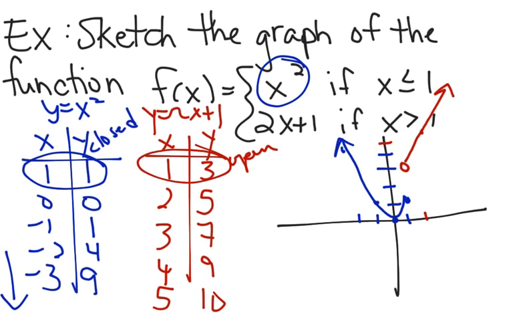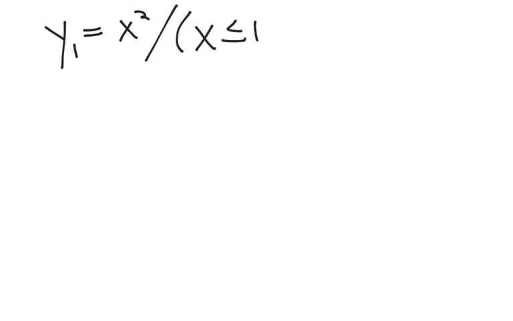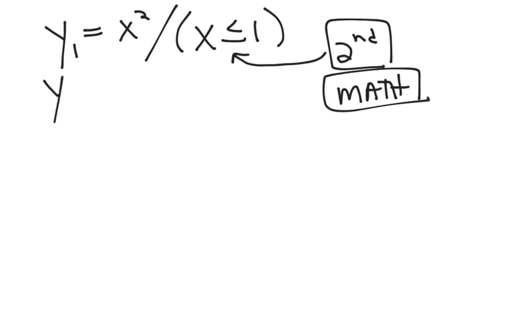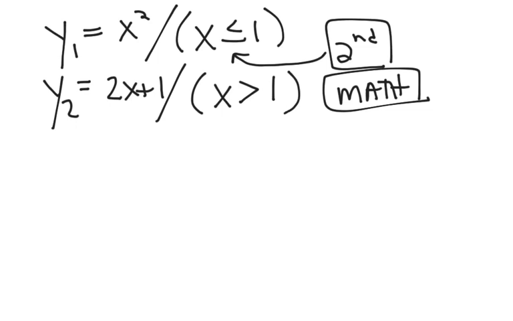Now, if you graph this on the graphing calculator, the calculator will not show you open and closed circles. But the way you would type it in is you would put in y1 equals x squared, division sign, parentheses, x less than or equal to 1, close it. This is found under second math, and then it's the test function, and you'll find all the inequality symbols there. And then you would do y2 is equal to 2x plus 1, division sign, parentheses, x greater than 1. And when you graph it, you should get this same exact graph.